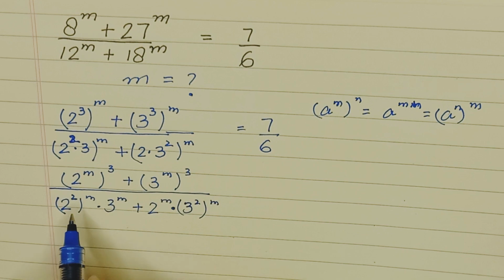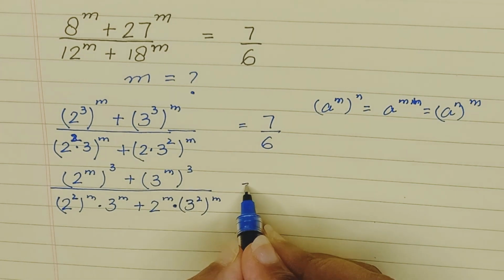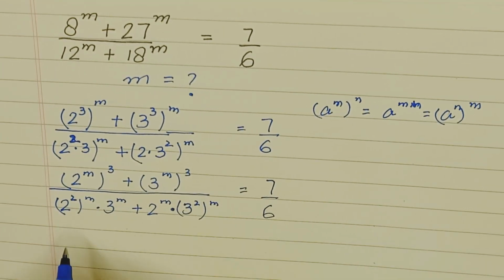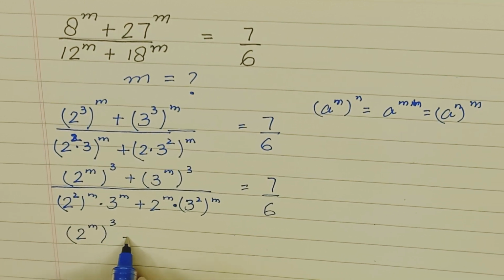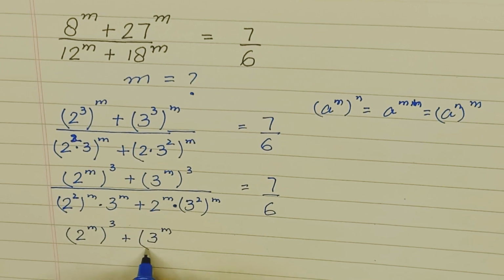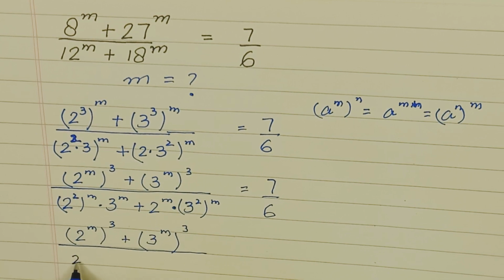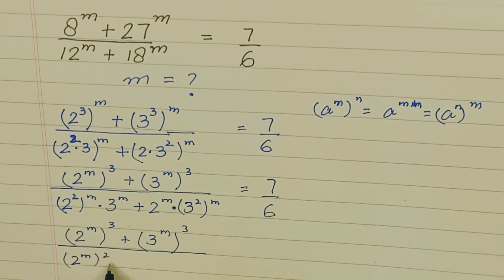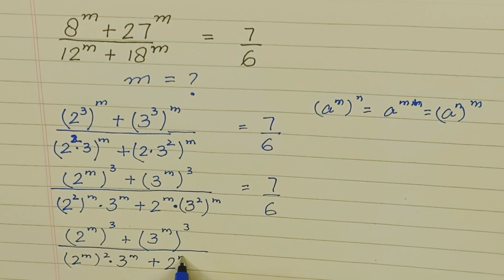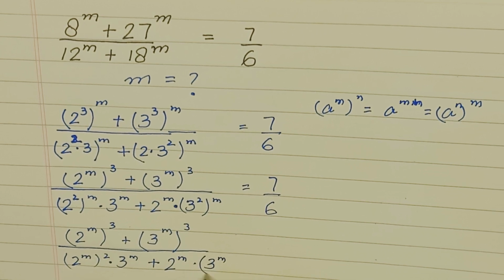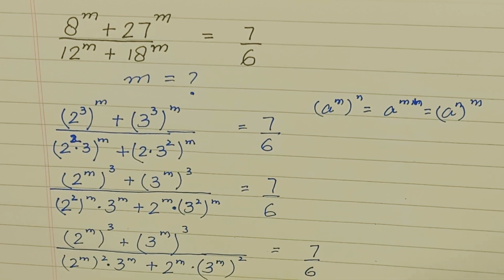So again we will apply this exponential rule in the denominator. So it will become (2^m)^3 plus (3^m)^3 divided by (2^m)^2 into 3^m plus 2^m into (3^m)^2, which is equal to 7/6.